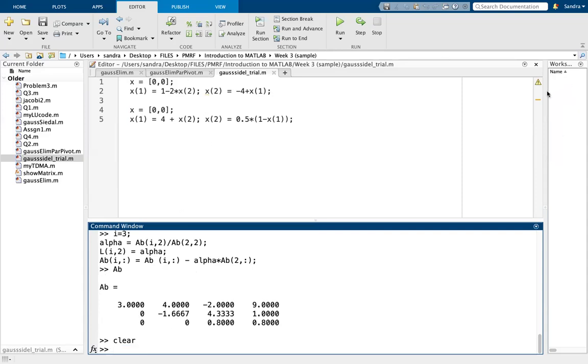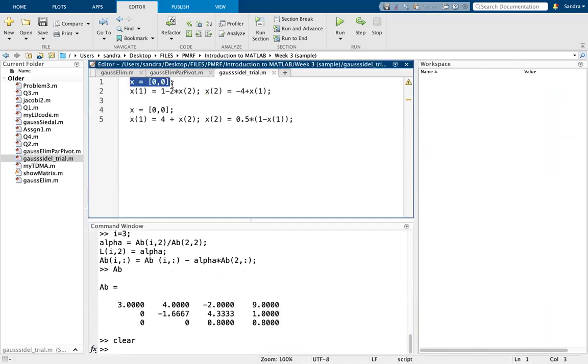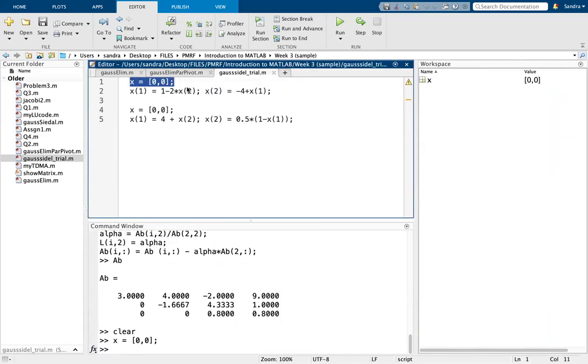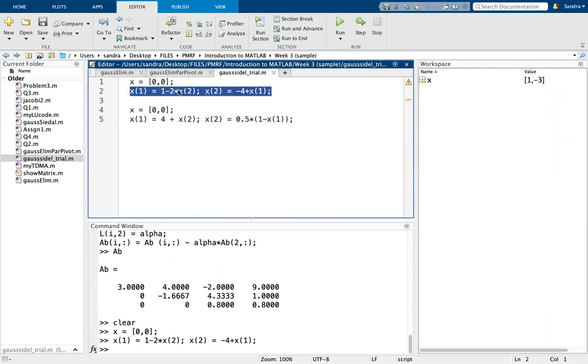Just see the value of x1, x2 here. You will see what the value of x1, x2 is in the workspace. I start with x equal to 0, 0, 0. Now I do this equation. That's a semicolon, so basically it is two equations. When I run this equation once, I'm getting 1, minus 3.